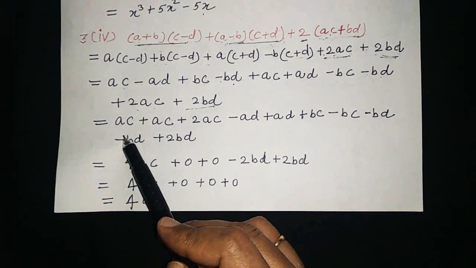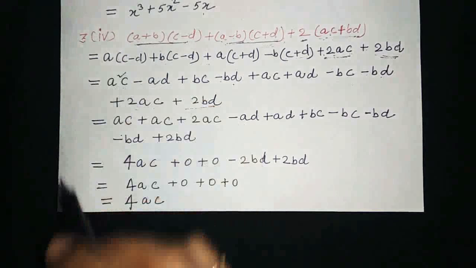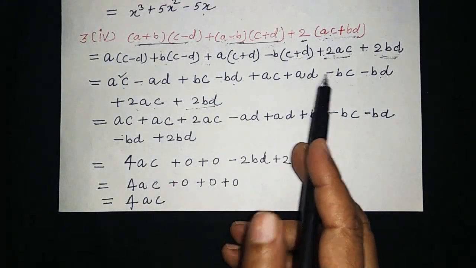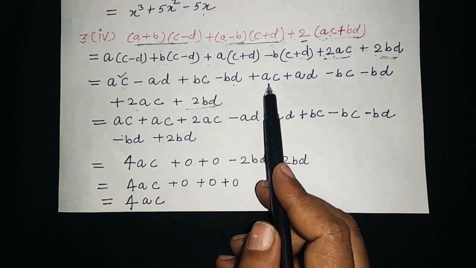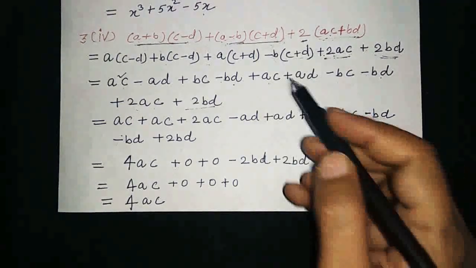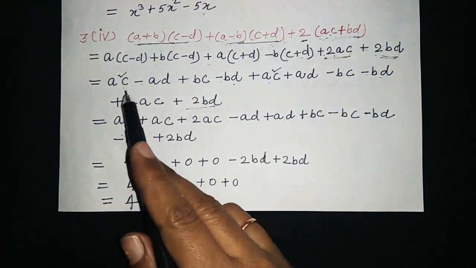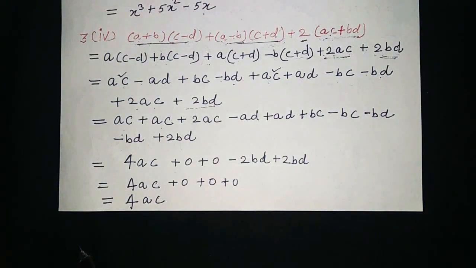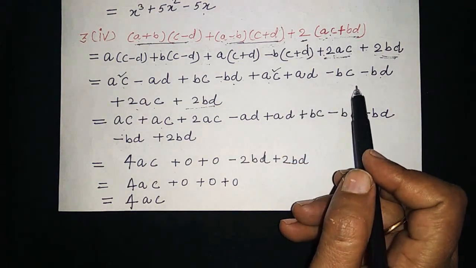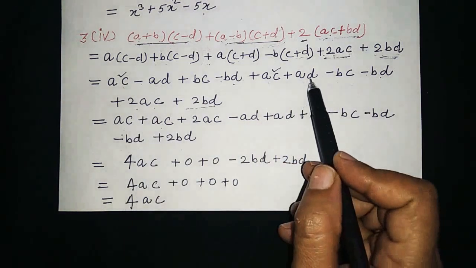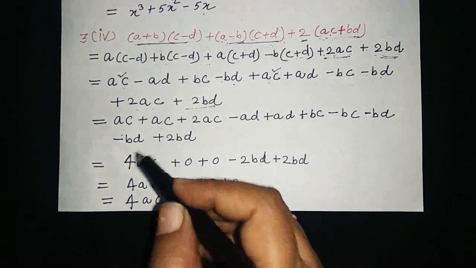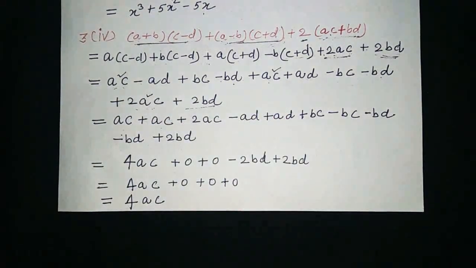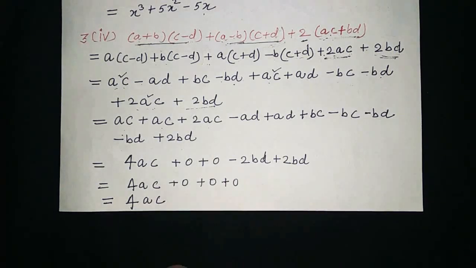Here ac we will write first. Now search for this type of like term: ad, bc, minus bd, and this ac you have got. So after this ac you will write this ac. Now see, are you getting any other such type of term? You see here plus 2ac. This is also like this ac and this ac. So these three terms you have written.